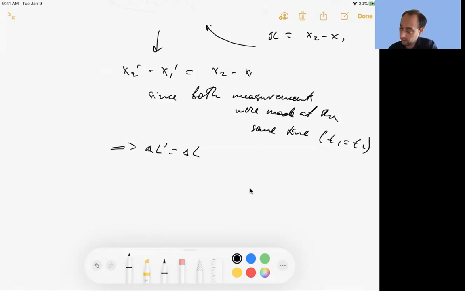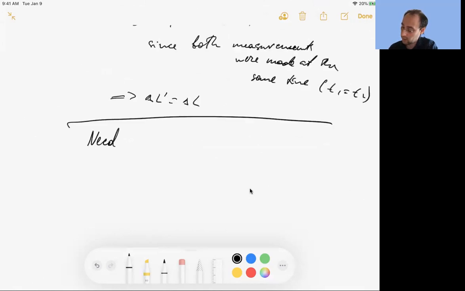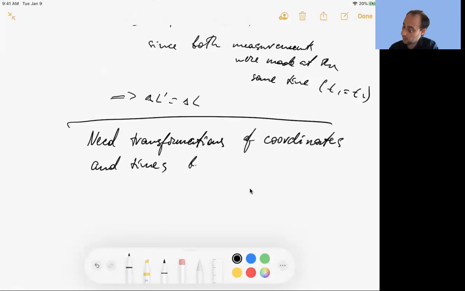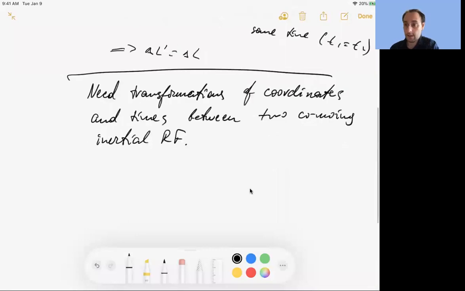So in summary, we need transformations of positions, of coordinates and times between two co-moving inertial reference frames. They go by the name of Lorentz transformations.